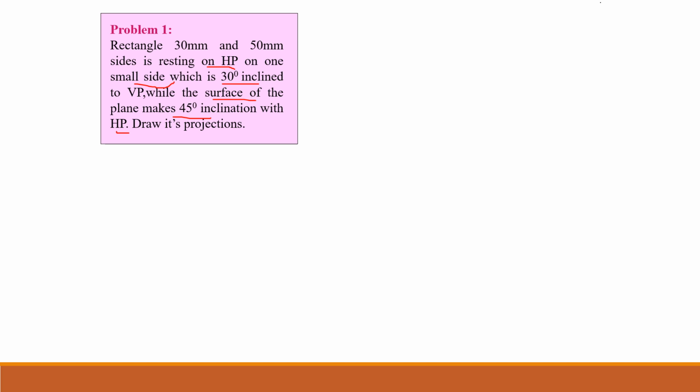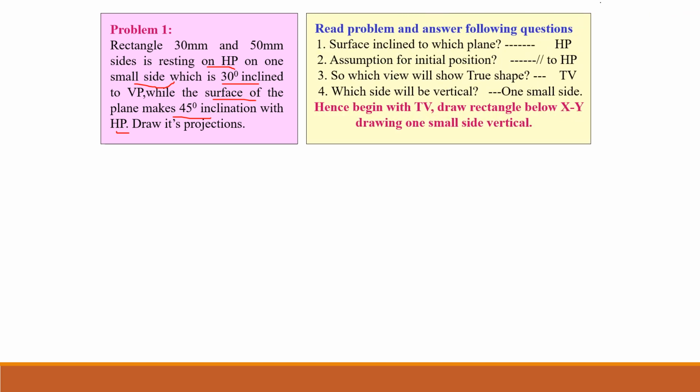First and foremost, you have to identify the surface inclination. Since the surface is inclined to the horizontal plane, we are going to assume that the plane is parallel to the horizontal plane. That is the assumption we make in order to draw the true shape in step 1. When the plane is parallel to the horizontal plane, its true shape is seen in the top view. Therefore the true shape will come below the xy line, because the horizontal plane lies below the xy line and the vertical plane lies above it.